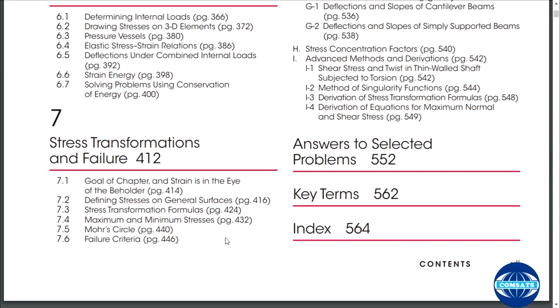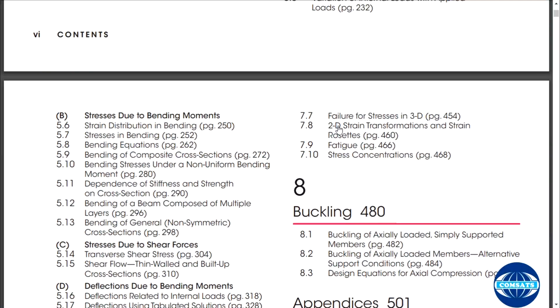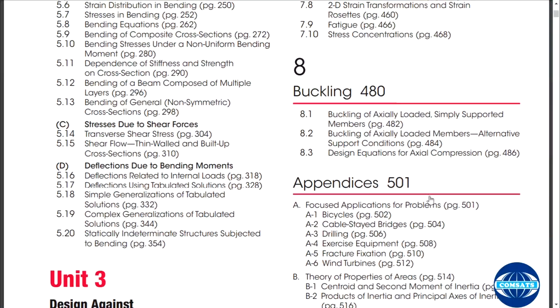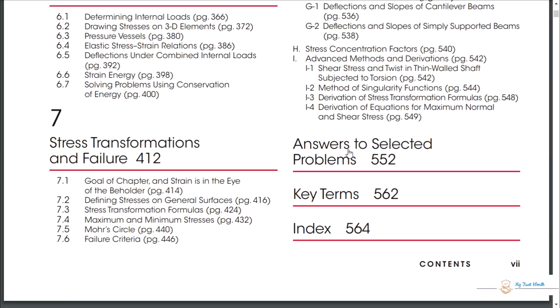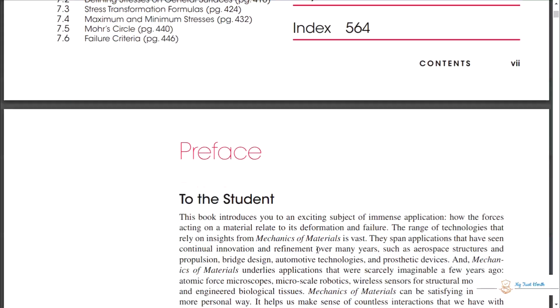After reviewing all the fundamental concepts in our 3 lectures, we will directly move to this chapter number 7, and we will study this in detail. It's chapter number 7 and chapter number 8 of this book, and that will wind up this course. And stress transformation and failure, and defining stress and maximum Mohr circle failure criteria. So buckling, and this is appendices, and answers are also provided, and key terms and index.